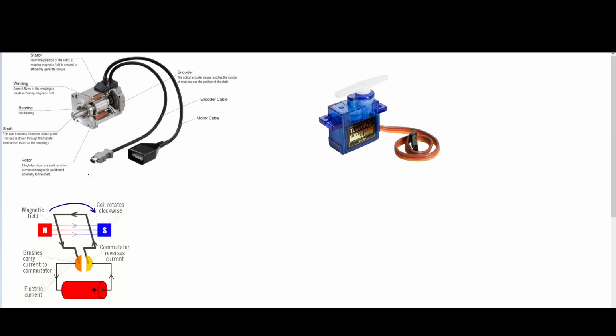Basically, a servo motor is a special type of motor that you can control to reach any angle that you want to reach. So you could say servo, rotate to 90 degrees, and it would rotate to 90 degrees, or you can make it rotate to 75 degrees or 30 degrees or 180 degrees.